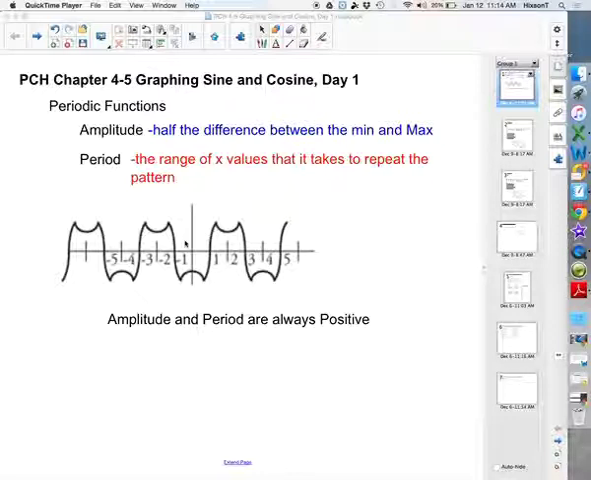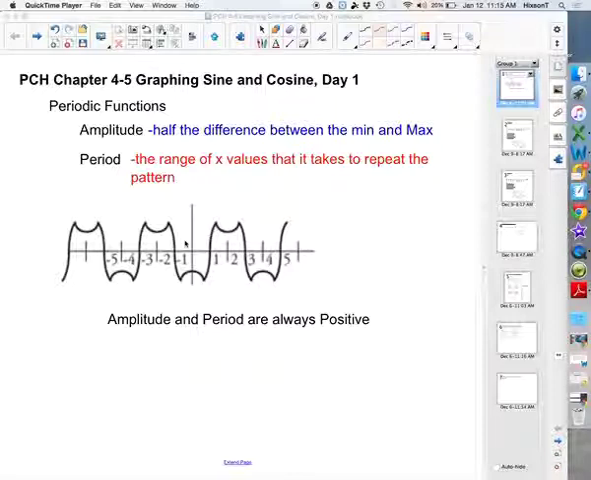A periodic function is a function that has a pattern that repeats, okay? Now it's not just some general pattern, it's an exact pattern. It repeats exactly the same way in a certain amount of distance along our x-axis. This kind of looks like a Batman function or something. I don't know where they got that, but that's okay.